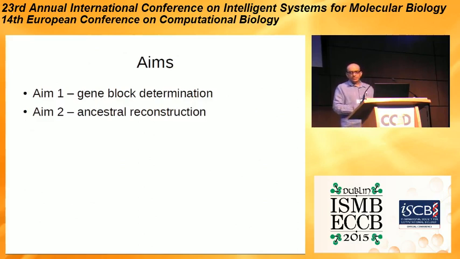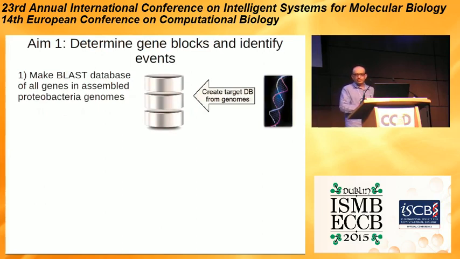So our aims in this work were first to determine the evolution of gene blocks. Sorry, that's a misnomer there. And the other aim was to use this determination of gene block evolution to find orthologous blocks and to reconstruct the ancestors. So how did we do that? Well, first we made a blastable database of all genes in assembled proteobacteria genomes. We started from proteobacteria because it's a simple, well-studied group. E. coli is there. E. coli is the best-studied genome in the world, except for some viruses.